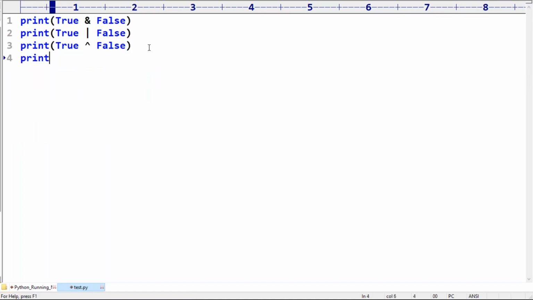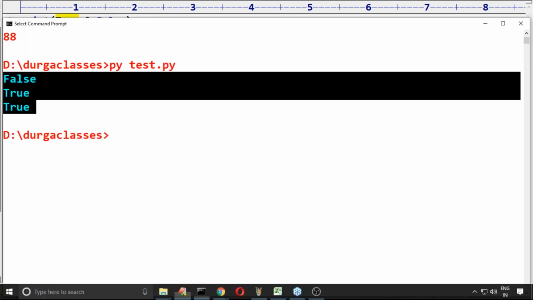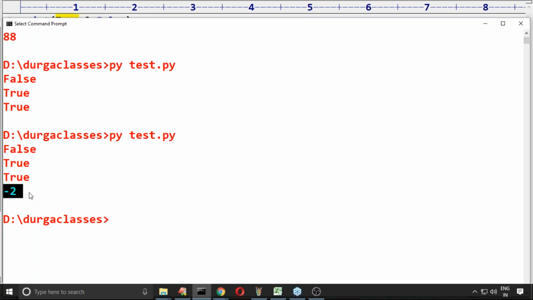Next, print the bitwise complement of true. Can anyone tell what answer we are going to get? Please take very special care about this one. For a Boolean, the bitwise operator is not going to perform a complement operation. Internally it is going to consider True as 1, with 28 bits, and the negation of 1 means -2 is the answer we are going to get. Bitwise complement is different, and not is different for the Boolean case.